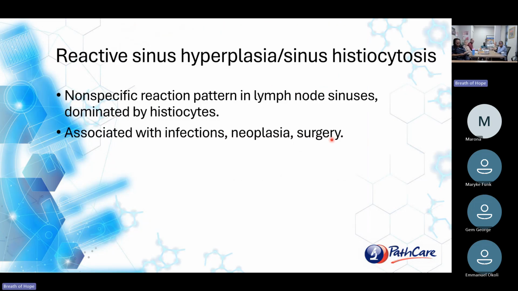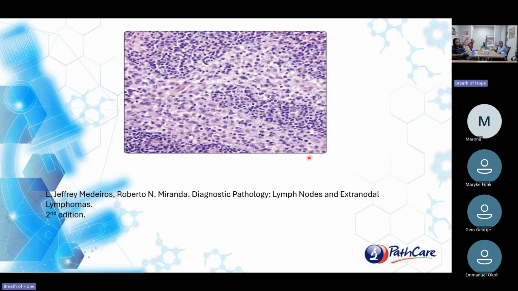And we have the sinus hyperplasia, and this is when there's predominantly histiocyte prominence. It's associated with infections, neoplasia, and surgery. And we'll see that here are the lymph node sinuses, and the macrophages around the sinuses are particularly dense, and the smaller cells are the lymphocytes. But this is quite a prominent increase in histiocytes.